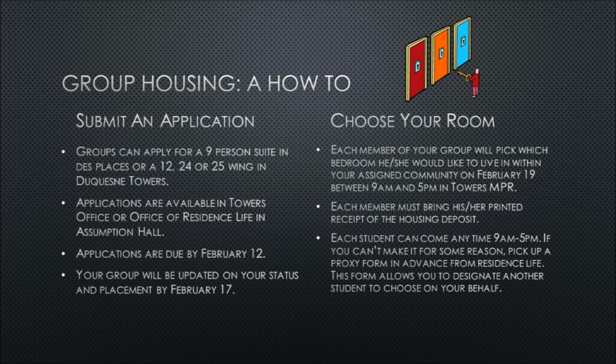Once your group has received word that your application has been accepted and that your group has been placed in a specific group housing area, all that is left is for each member of your group to select the specific room in which he or she would like to live within the community. This takes place on Friday, February 19th in the Towers multipurpose room between 9 a.m. and 5 p.m. Each member must come to the MPR with a printed copy of their receipt for his or her non-refundable housing deposit payment. The student can then complete the housing agreement and choose their specific room within the suite or wing.